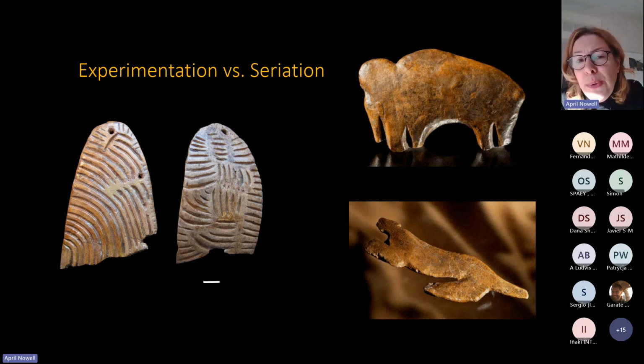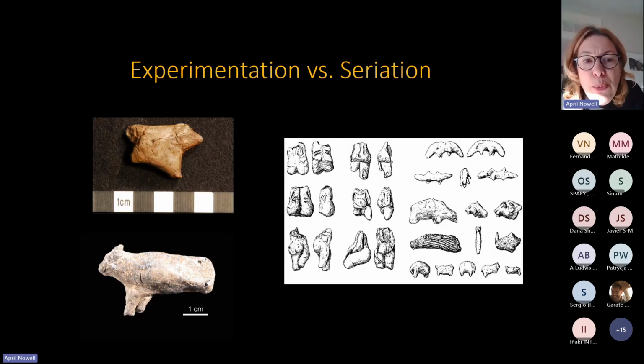Even when we look at the figurative art, we look at the mammoth at the top and the lion at the bottom, there's a strong tendency for this very silhouetted form. This is a very typical way of creating these animals. It's very stylistically and technologically consistent across the site. And that really contrasts with what we see with ceramic figures.